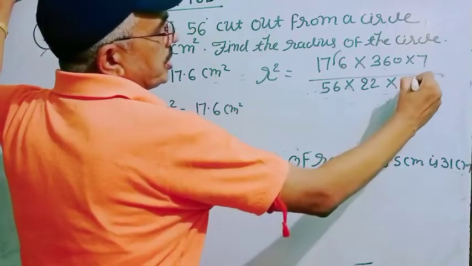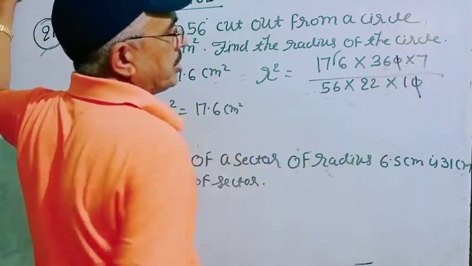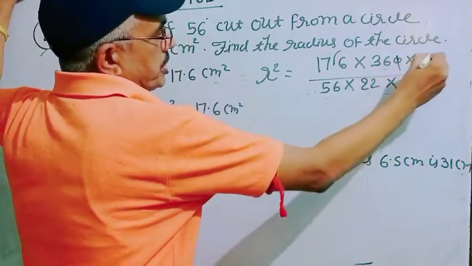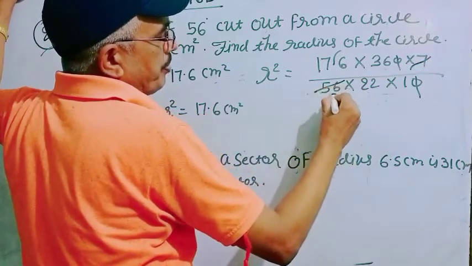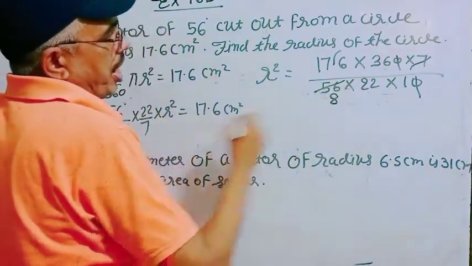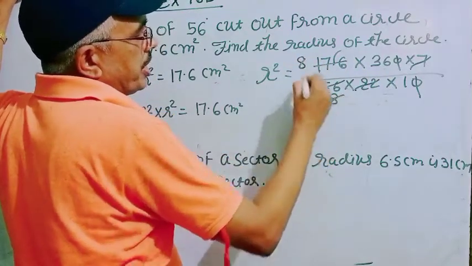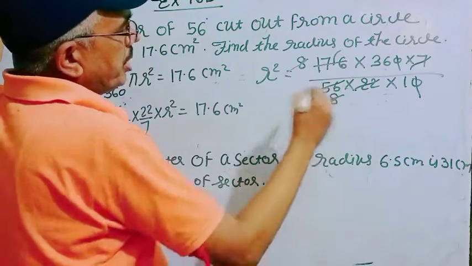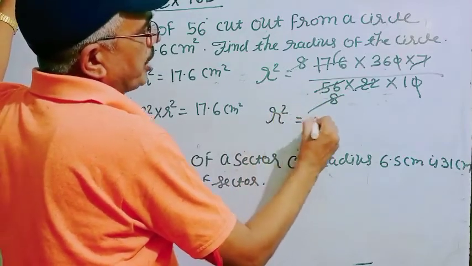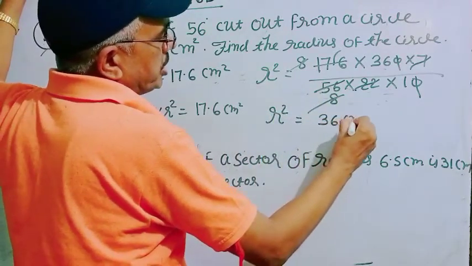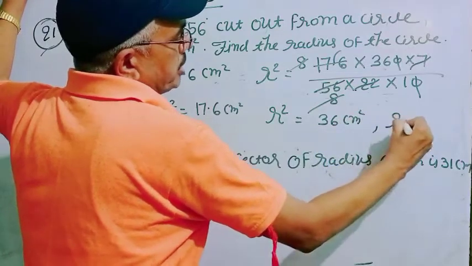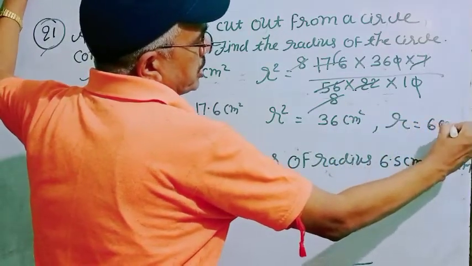So dear student, first 0 0 cancel. 7 8s are 56, and 22 8s are 176, 8 8 cancels. Then you have only r square is equal to 36 cm square. Then it is clear r is equal to 6 cm.